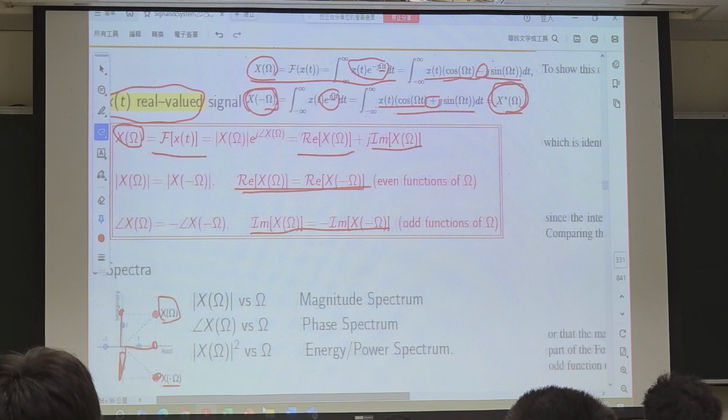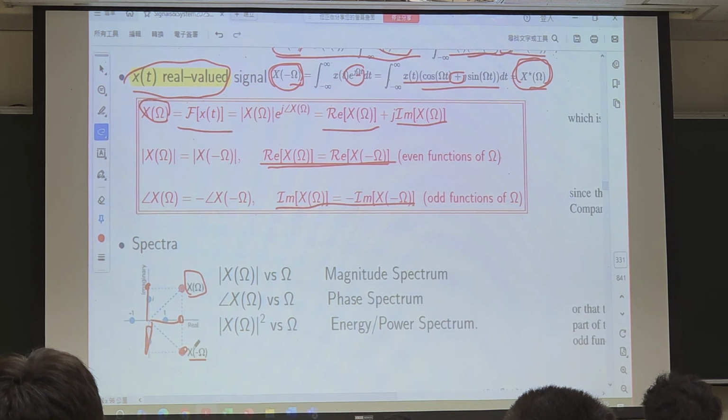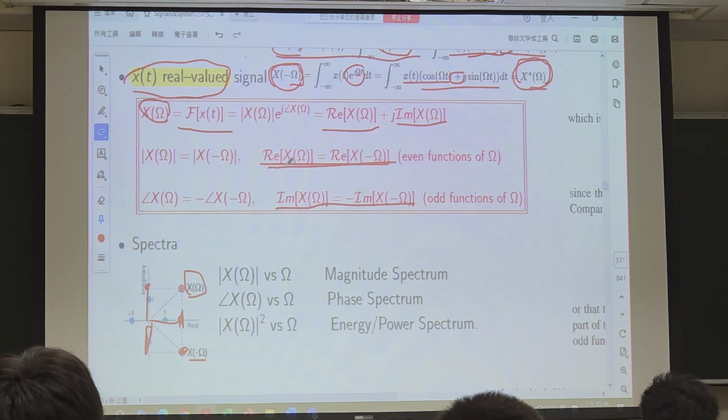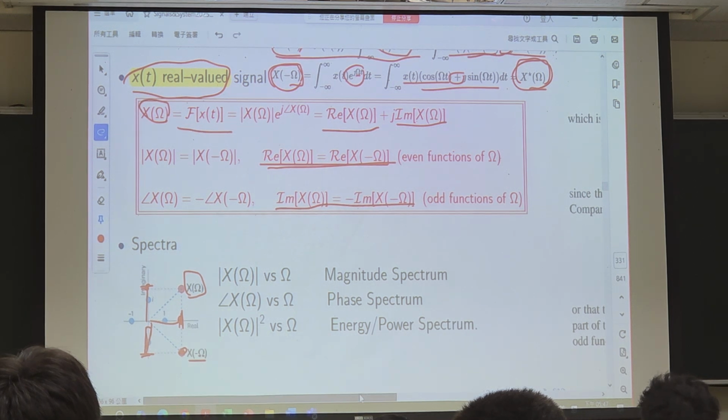Okay? So that's why I can show you by using this figure. And from this figure you can see that the real parts of x of omega and x of negative omega are the same. This is the real part. And the imaginary parts differ by the sign. This is the imaginary part of x of omega, and this is the imaginary part of x of negative omega. Okay? Alright.